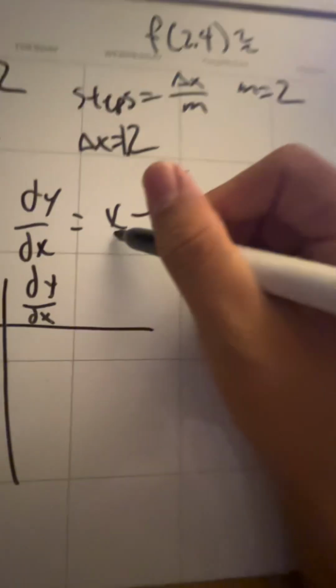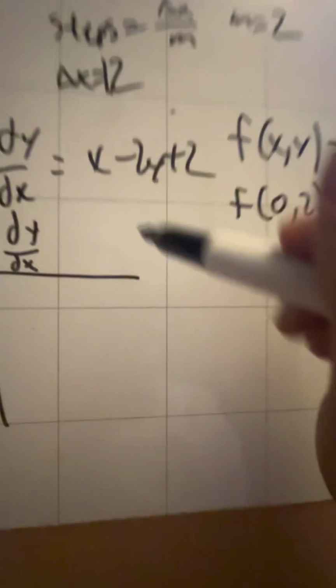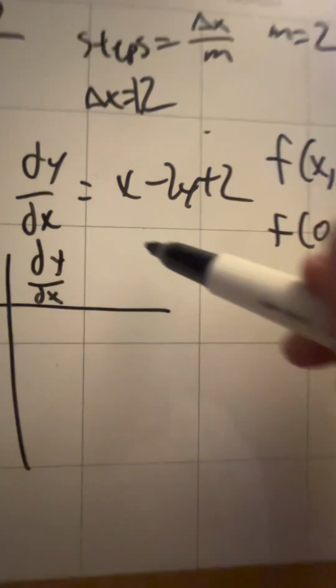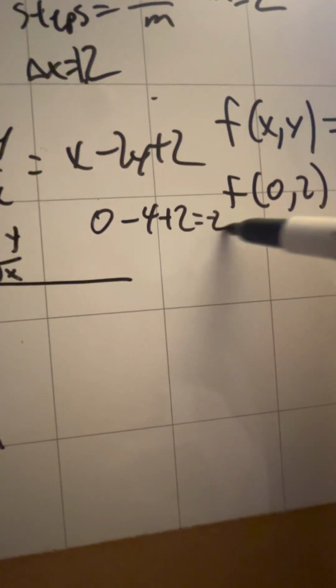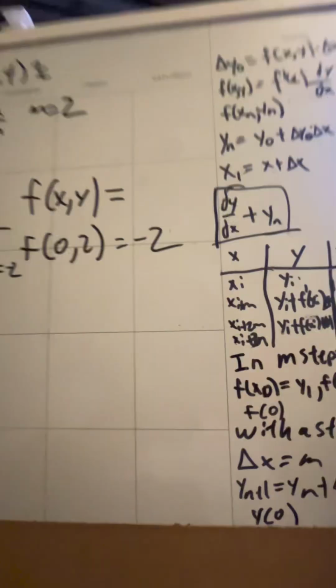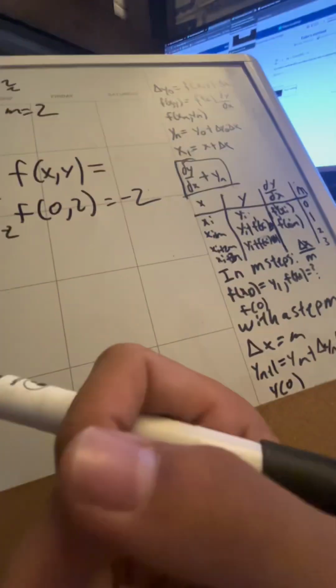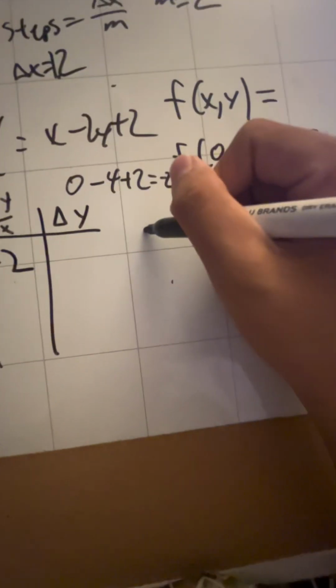Okay, so for n equals 0 the first value of y equals 2, and then we plug in f of x, y. We get f of 0, 2, which gives 0 minus 4 plus 2, which equals negative 2. Now that's done. We write negative 2 here, and here we write change in y.